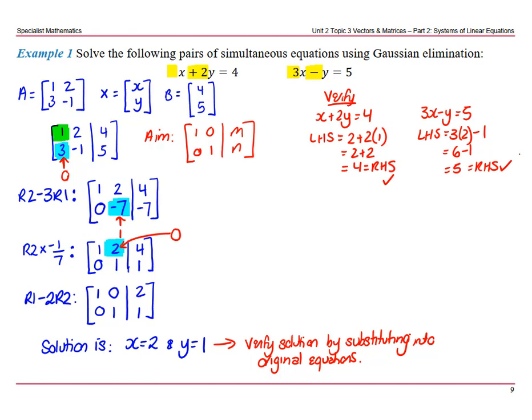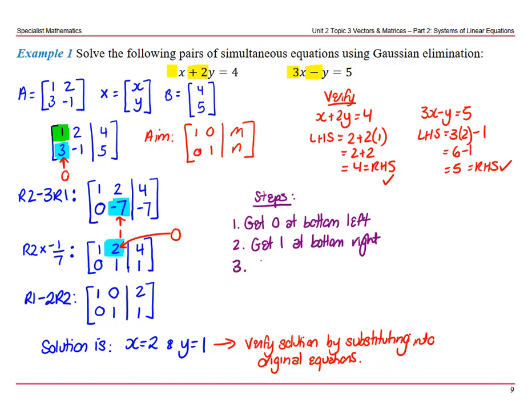Now, in regards to steps to help you do Gaussian elimination. 1, get 0 at the bottom left. 2, get 1 at bottom right. 3, get 0 at top right. And 4, if required, it wasn't required here because we already had that 1, but we would need to get 1 at the top left.